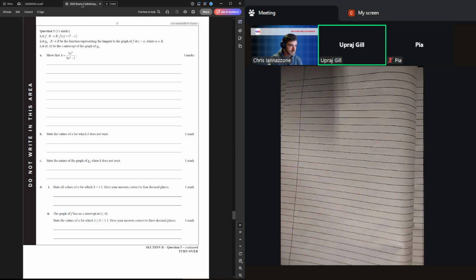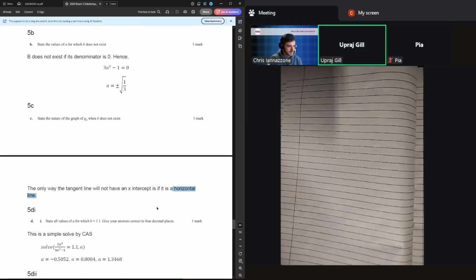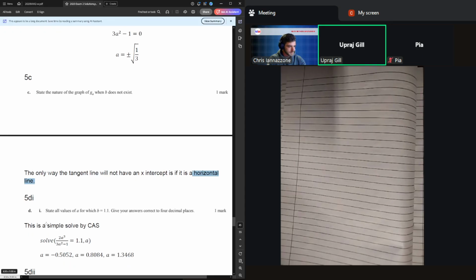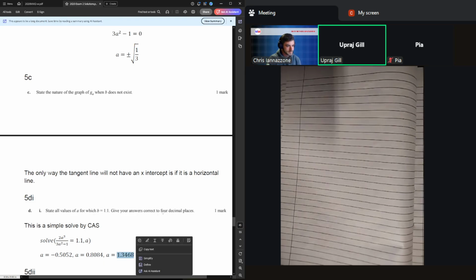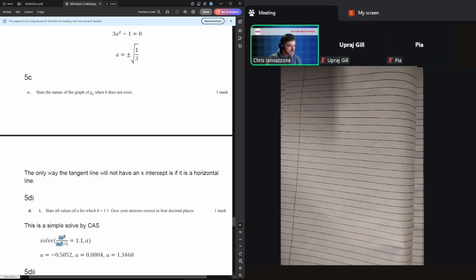Negative 0.5052. 0.8084, yep. And 1.3468. Those are all good. That would have just been a CAS solve of b equals 1.1, but you've got the a version of it. Easy.